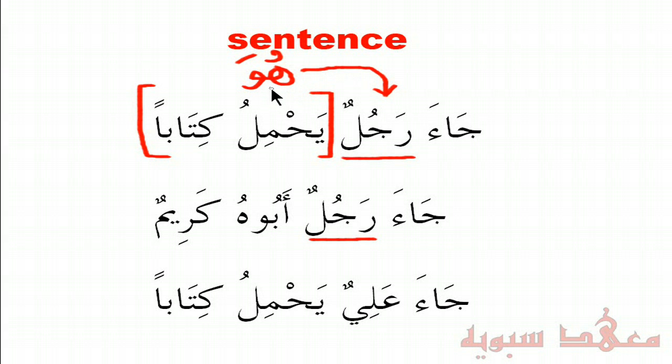Now we know that a pronoun is definite, while rajulun is indefinite. Now the fact that we're describing him will make him definite, because if we're describing somebody, we're talking about a particular man. So the fact that we're talking about a particular man indicates that it will be definite.